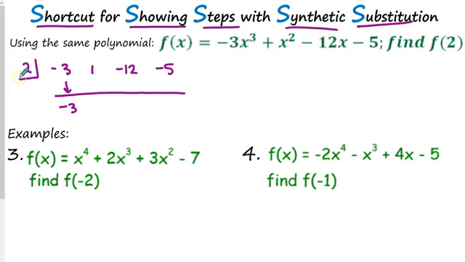We multiply it by the number in the box. Negative 3 times 2 is negative 6. We write it down. And then we add the column, negative 5. Take that. Multiply it by the number in the box. We get negative 10. We write it down. Add the column. We get negative 22. Take that, multiply it by the number in the box, we get negative 44. Write it down and add, we get negative 49.